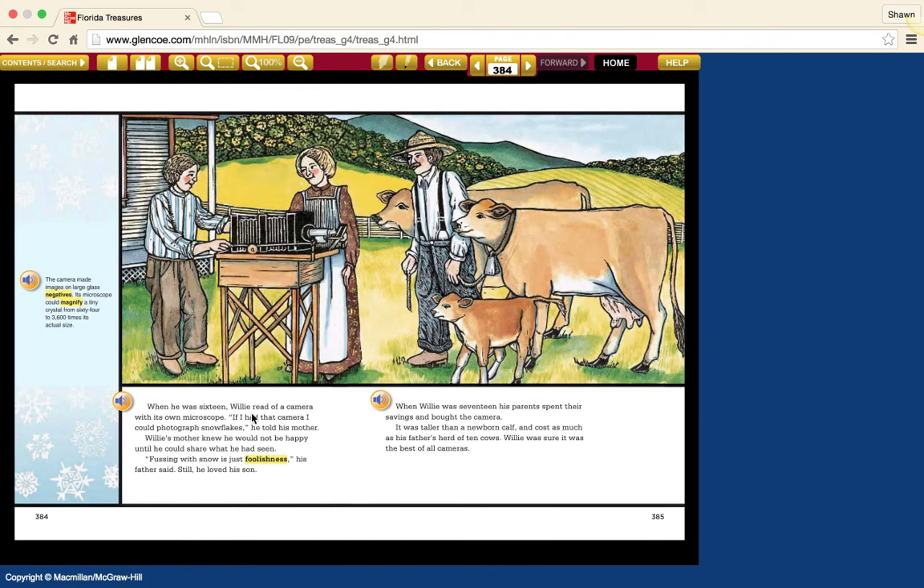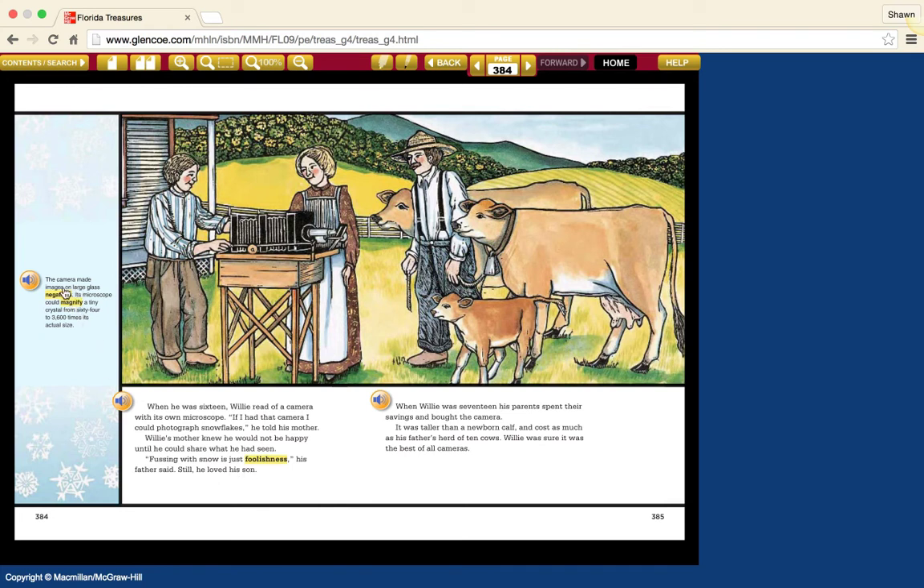When he was 16, Willie read of a camera with its own microscope. "If I had that camera, I could photograph snowflakes," he told his mother. Willie's mother knew he could not be happy until he could share what he had seen. "Fussing with snow is just foolishness," his father said. Still, he loved his son.